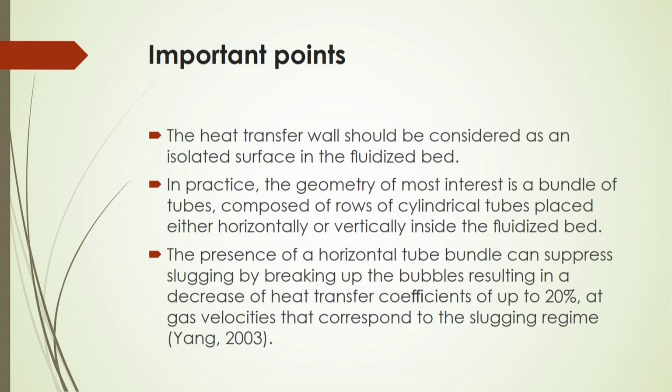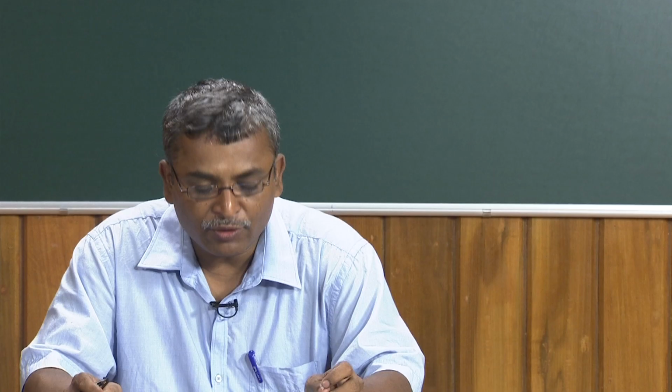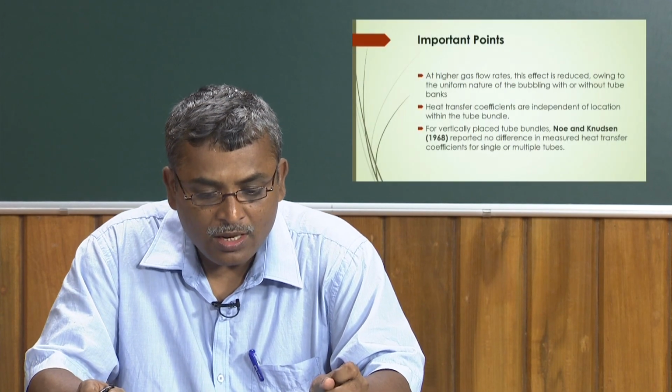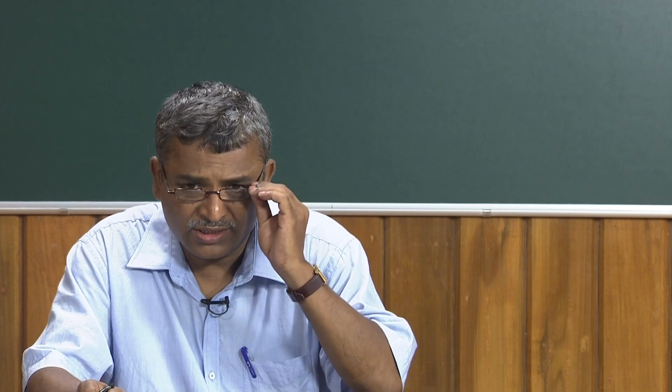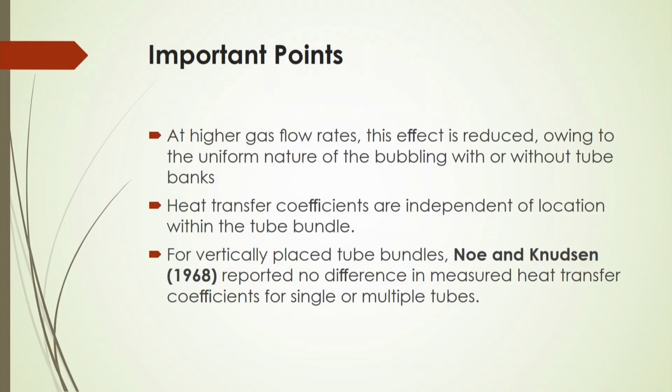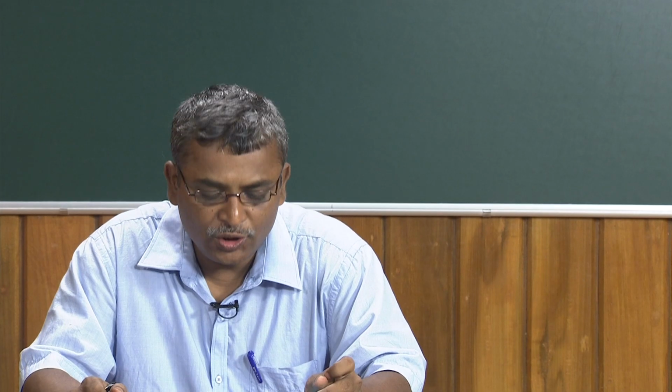The presence of a horizontal tube bundle can suppress slugging by breaking up the bubbles, which results in a decrease of heat transfer coefficients up to 20% at gas velocities that correspond to the slugging regime, according to Young 2003. At higher gas velocities, the effect is reduced owing to the uniform nature of the bubbling with or without tube banks. Heat transfer coefficients are independent of location within the tube bundle.